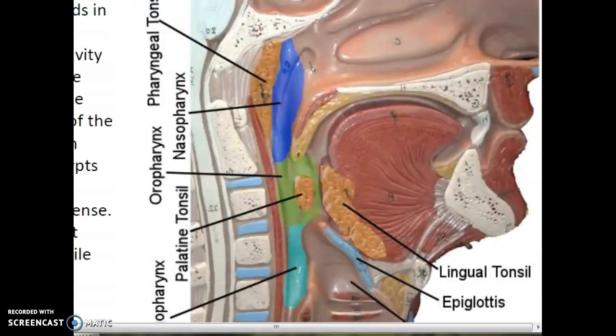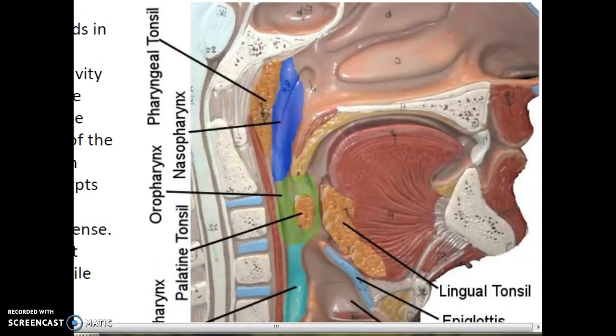Tonsils are part of the lymphatic system. You have 3 sets of tonsils. You have the pharyngeal tonsils behind your nasal cavity. So this is the nasal cavity right here. Let's scroll up a little bit. So this is the nasal cavity. This is the nasopharynx. This is the oropharynx. So air comes in, and it gets filtered by the pharyngeal tonsils.